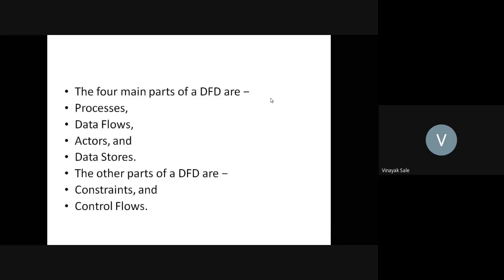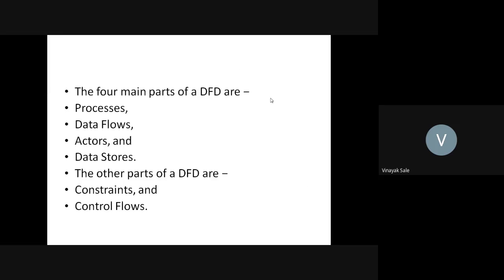So there are four parts in the DFD. First, processes. Second, data flows. Third, actors. And fourth, data stores. The other two parts of DFDs are constraints and control flows. We'll see the details.